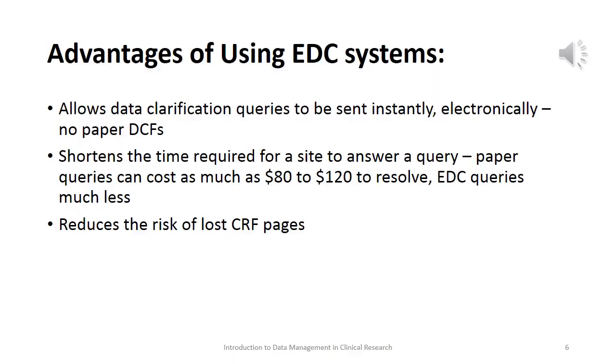And it allows data clarification queries to be sent instantly and electronically, so we don't have any paper data clarification forms. It also shortens the time required for a site to answer a query. Paper queries can cost as much as $80 to $100, $120 to resolve, where EDC queries cost a lot less. Now, on the other hand, because they're easier to send out, you wind up sending out more of them than you do in a paper study.